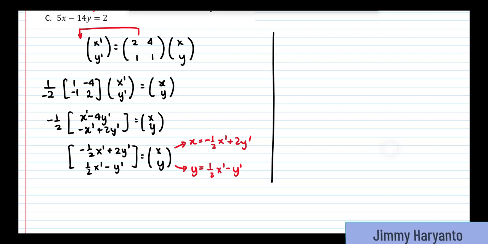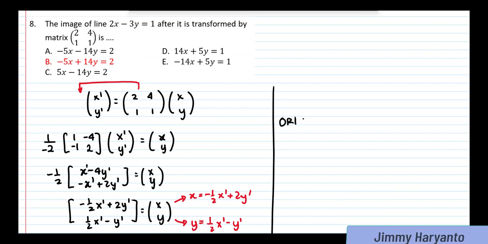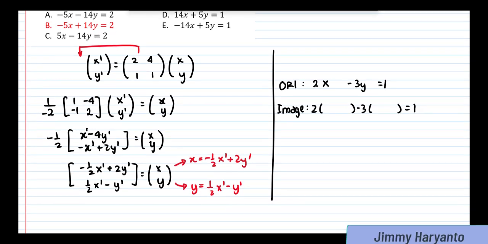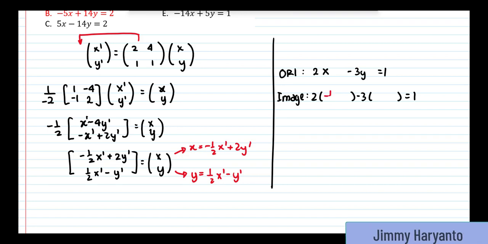And then we only have to find the image. The original is 2x minus 3y equals 1. That means the image will be 2 times the x minus 3 times the y equals 1. The x is negative half x plus 2y, and then the y is half x minus y. Just multiply them. You have negative x plus 4y, negative 3 over 2 x, and then plus 3y equals 1.